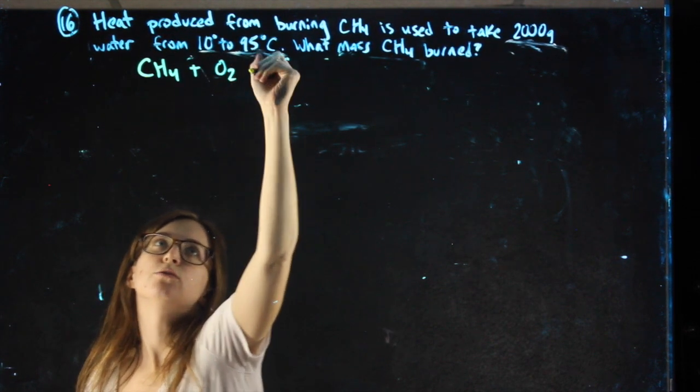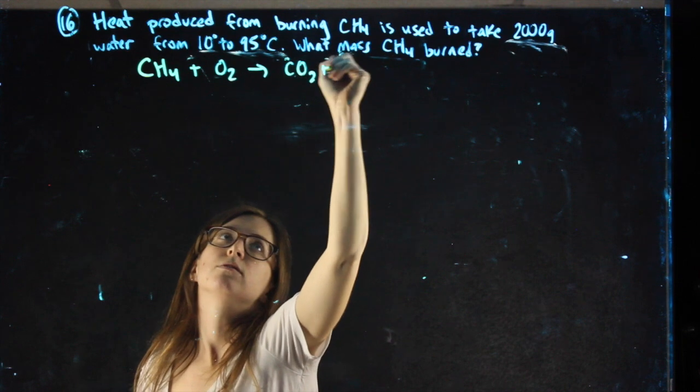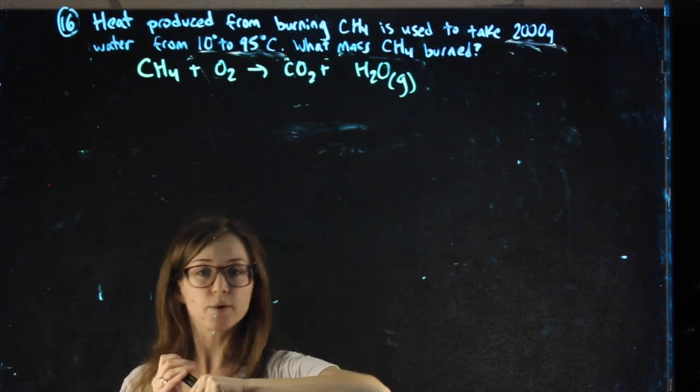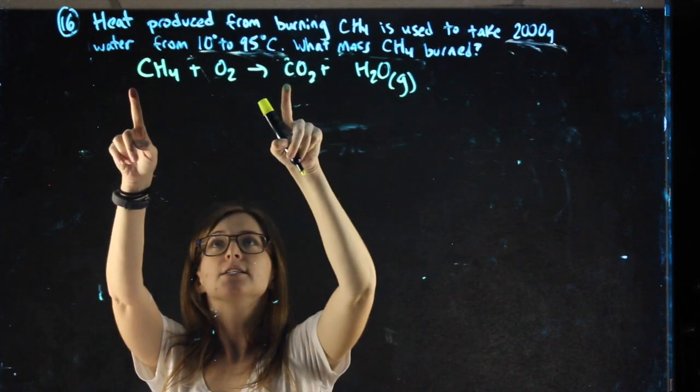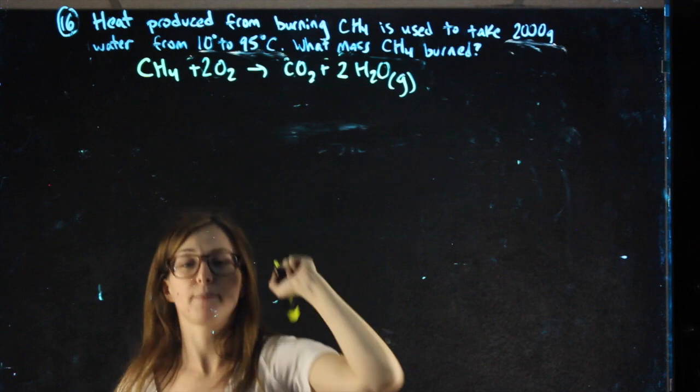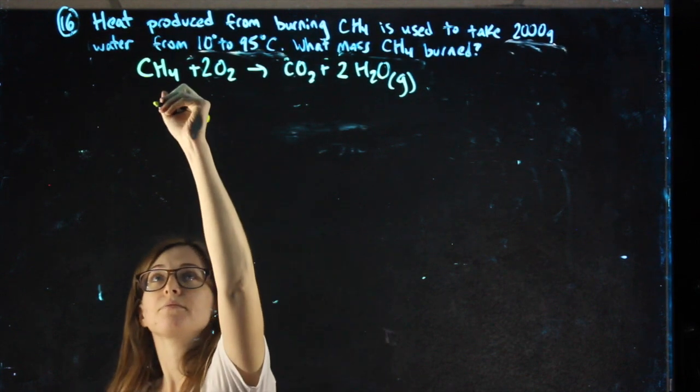Burning means add O2, make CO2 and H2O. Since this is a combustion reaction, the water we make will be a gas. C's are balanced. I need a 2 there to balance my hydrogens and a 2 there to balance my oxygens.